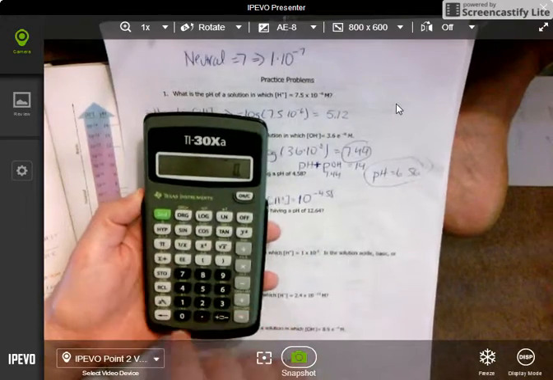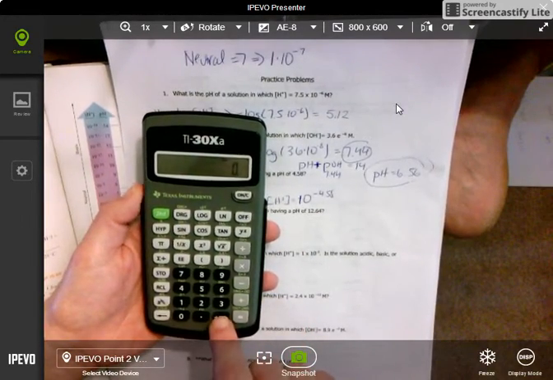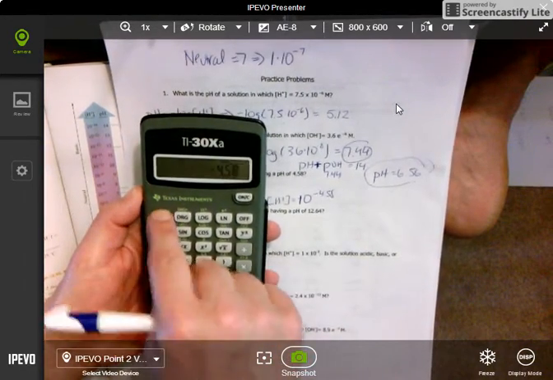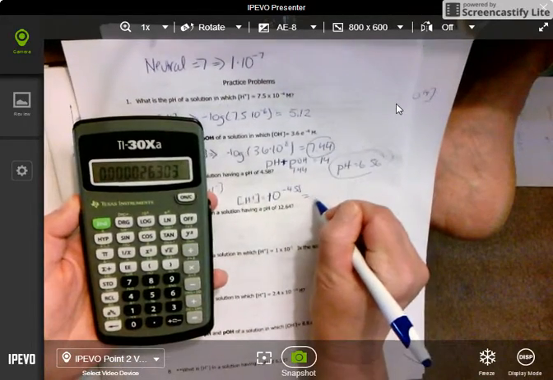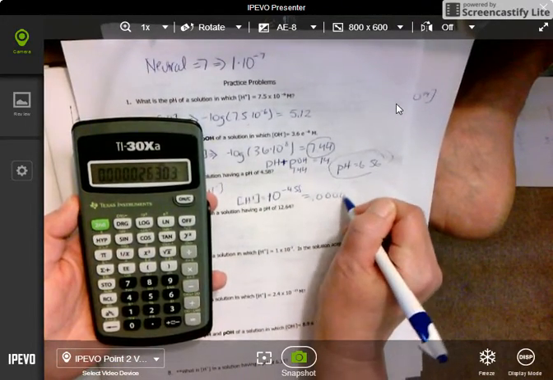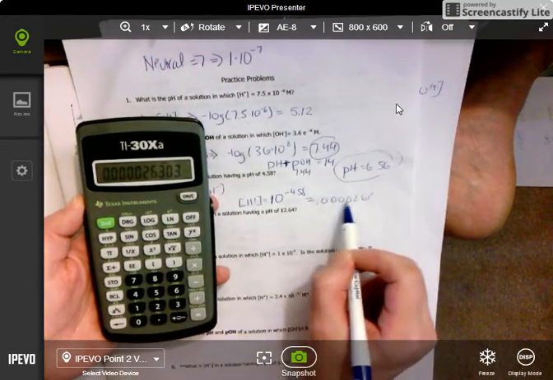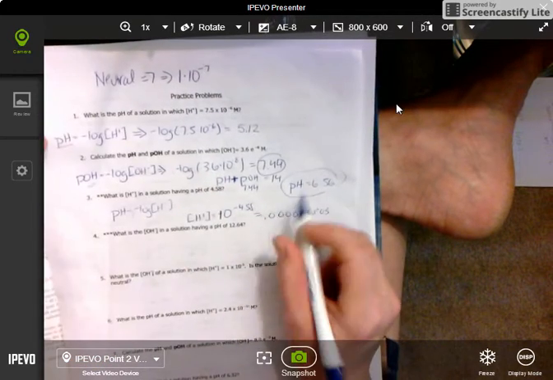Let's see. I bet I have to do this. Negative 4.58, second function log. There we go. 0.0000263. I think I got 1, 2, 3, 4. 1, 2, 3, 4. And you probably know this already.